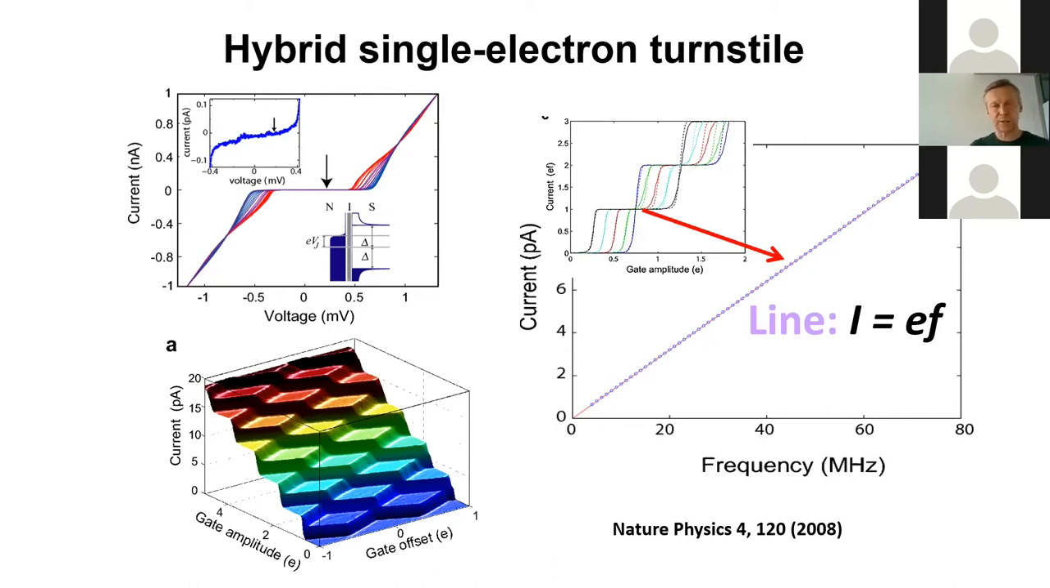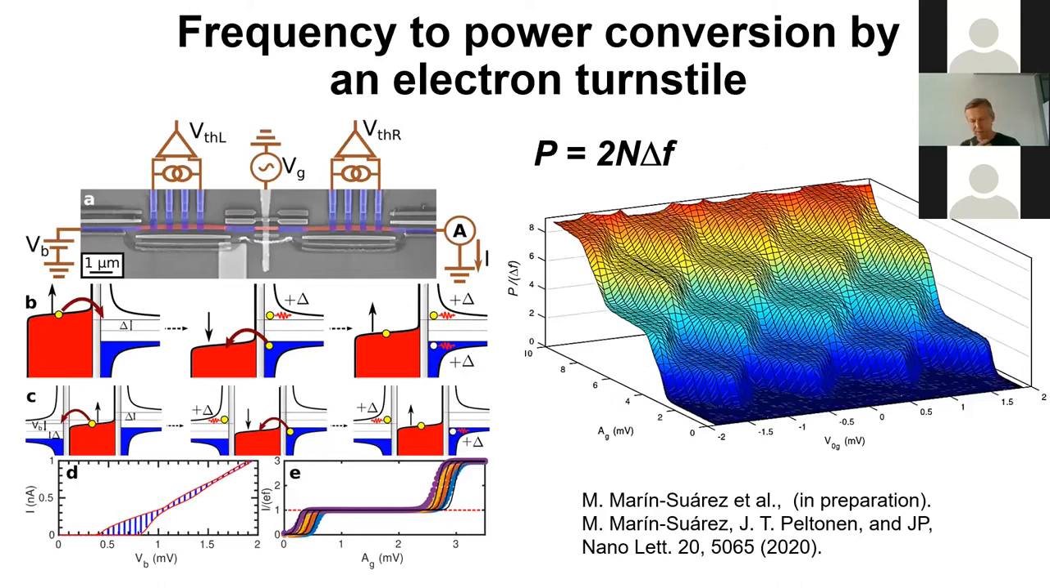But why I show it here is that there is another possible thing which is related to our thermodynamics here, namely this device which is shown here on the D and E. Okay, this is again a similar thing. So we have these current plateaus as a function of the amplitude of this gate through this device. We again have a similar device here.